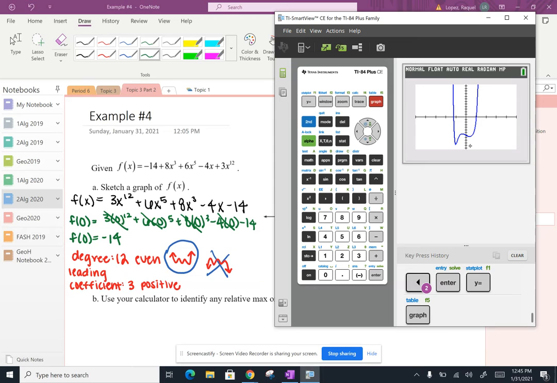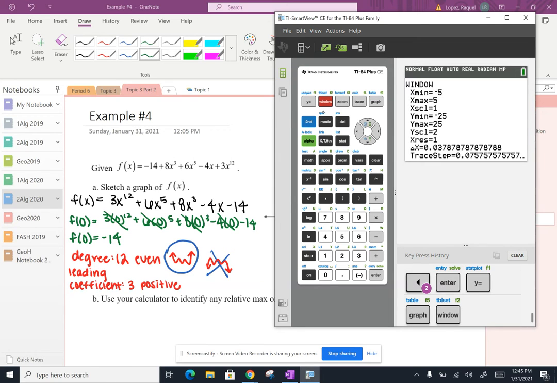If yours does not look like this, here are the numbers that are in my window so that you can replicate that and so that your calculator will look the same. You don't have to have these exact ones. This is just what I have.